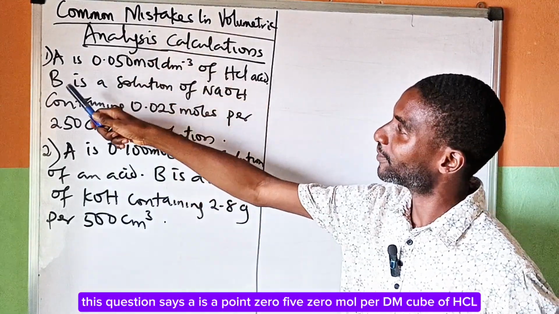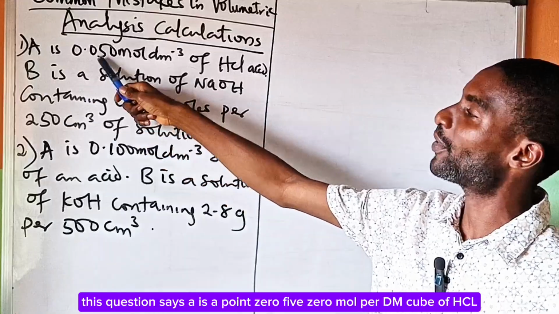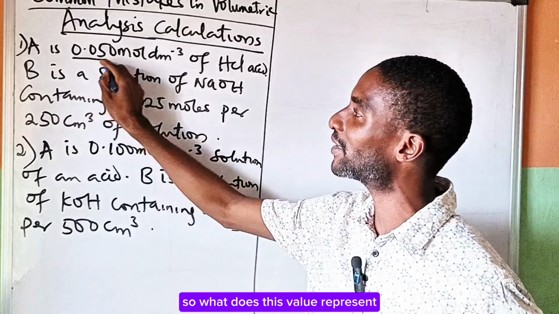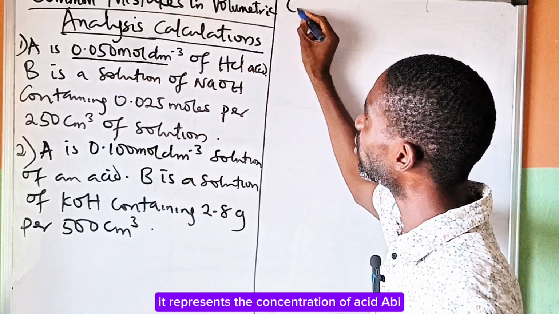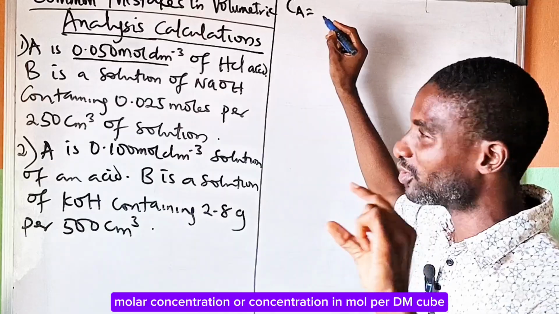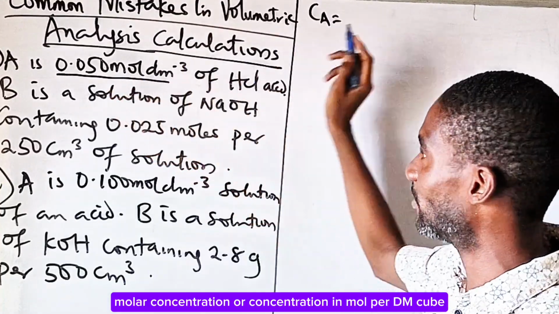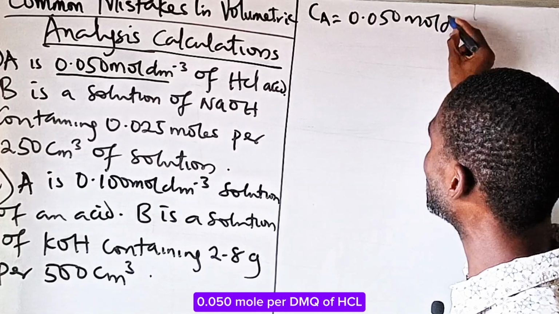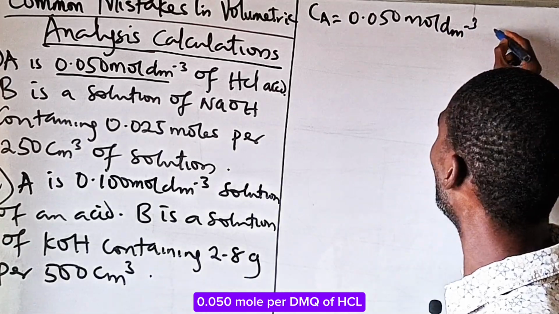This question says A is 0.050 mole per dm³ of HCl. So what does this value represent? It represents the concentration of acid. Abi, what kind of concentration? Molar concentration, or concentration in mole per dm³. 0.050 mole per dm³ of HCl.